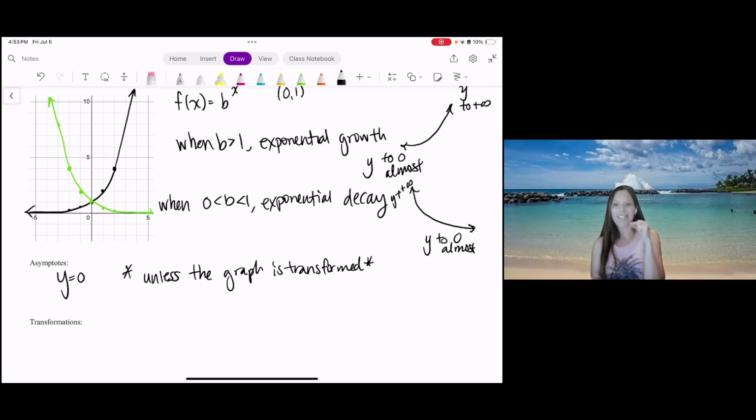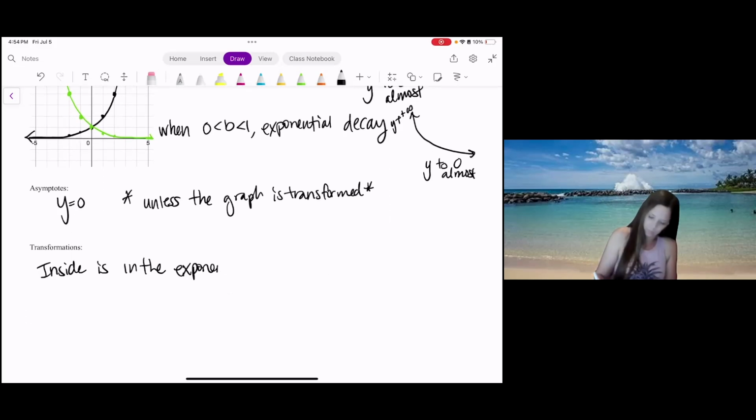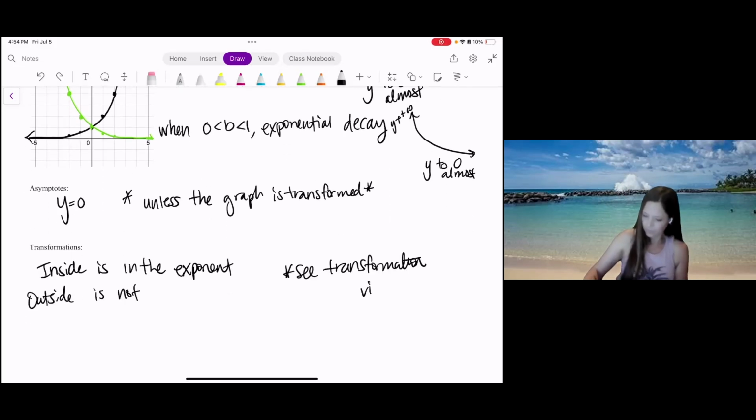Inside the function is in the exponent. Outside the function is not. So when you're stretching something horizontally versus vertically, are you in the exponent or not? Inside is in the exponent, outside is not.